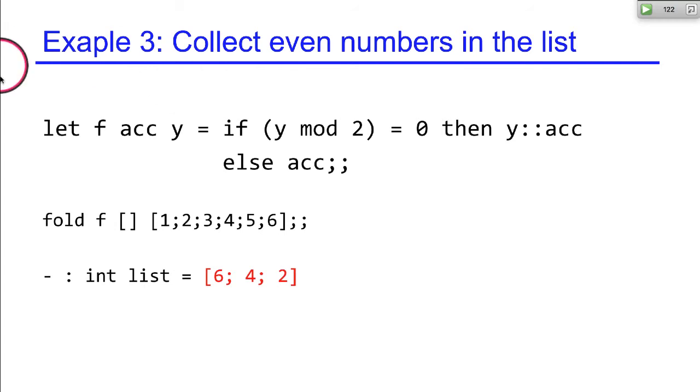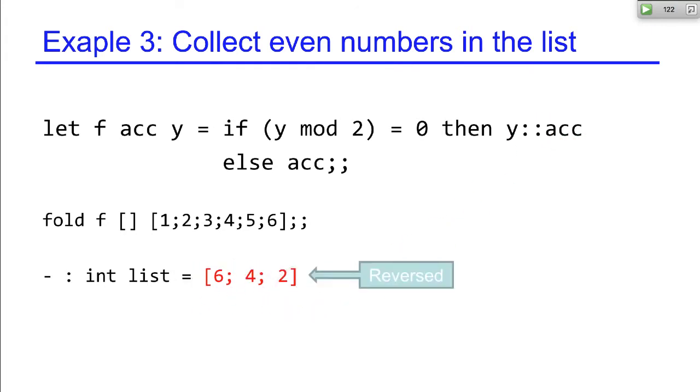Cool. How do you use that? I'm going to send this f to fold. My accumulator is an empty list. And then what does f do? F is applied to the empty list and 1. 1 is not an even number, so I'll skip. So I still have the same accumulator. When it comes to 2, 2 is an even number. I will add 2 in front of this list. I have 1 item in the list. Next time 4, next time 6. I have 6, 4, 2.